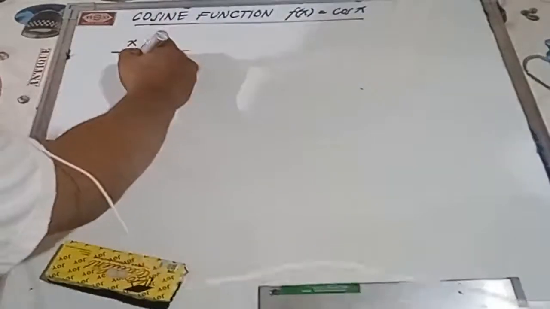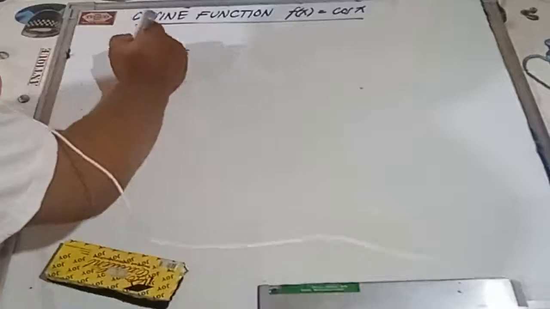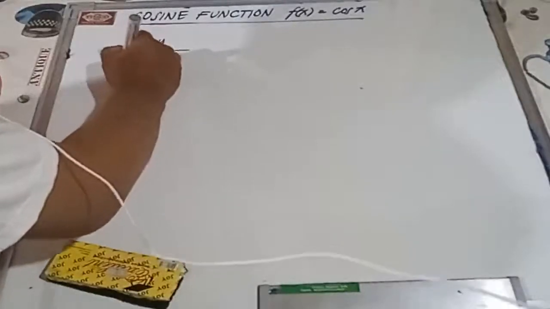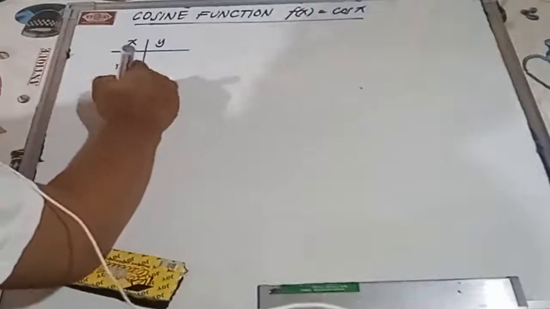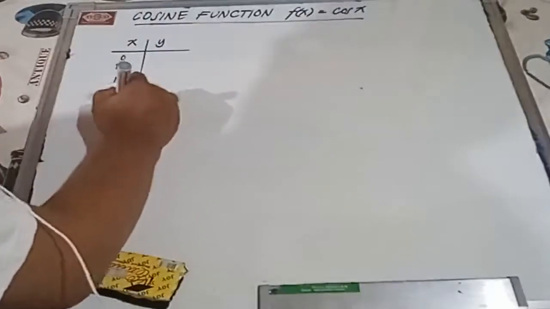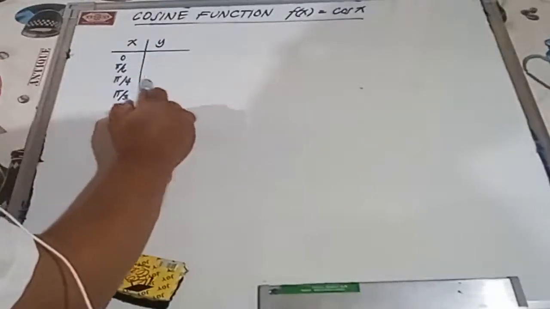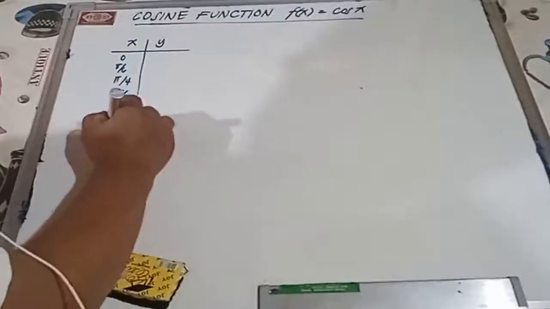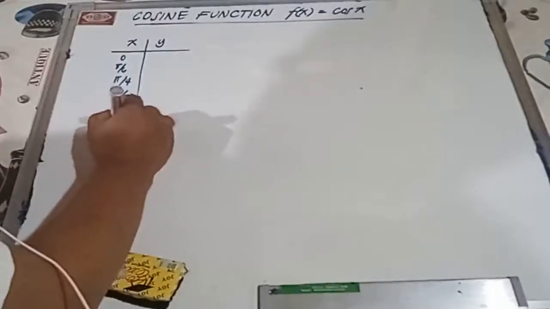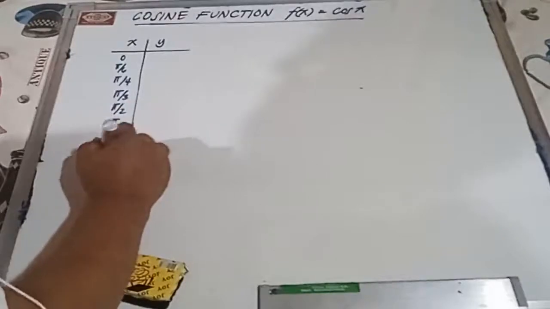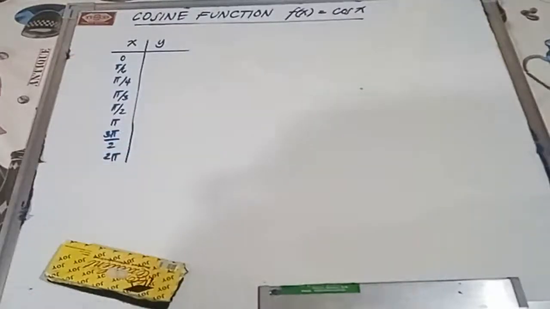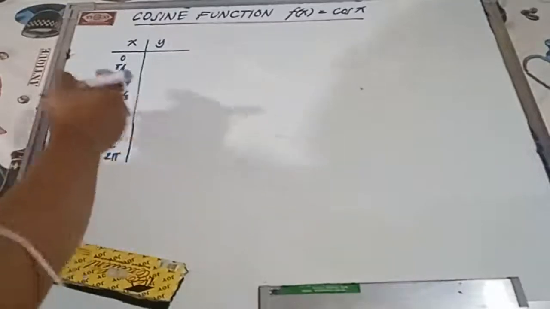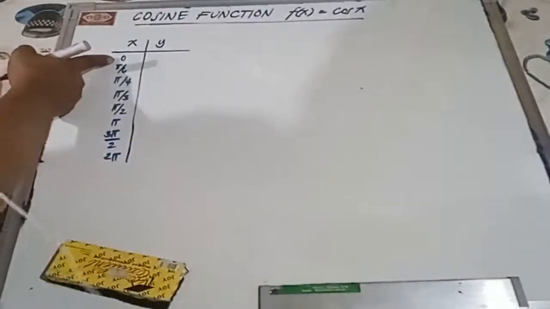Lagay natin yung angles natin. Let's say 0, pi over 6, pi over 4, pi over 3, pi over 2, pi, 3 pi over 2, and then 2 pi. One period yan. Okay. Now we have cosine 0 is 1.